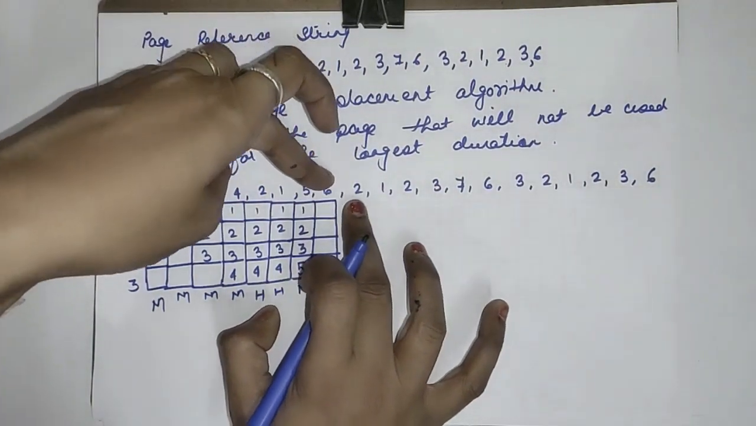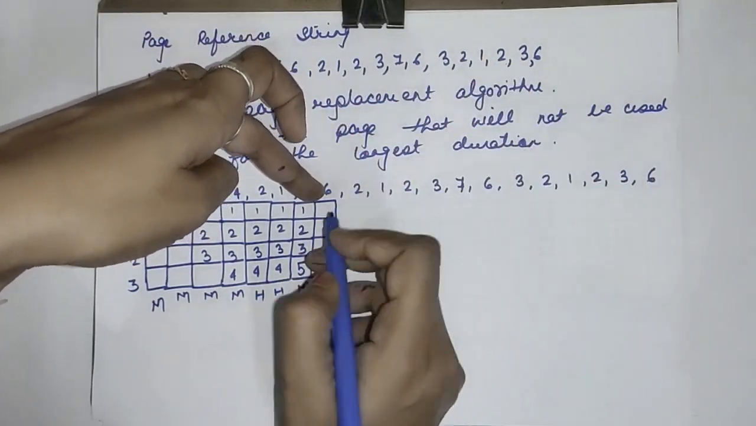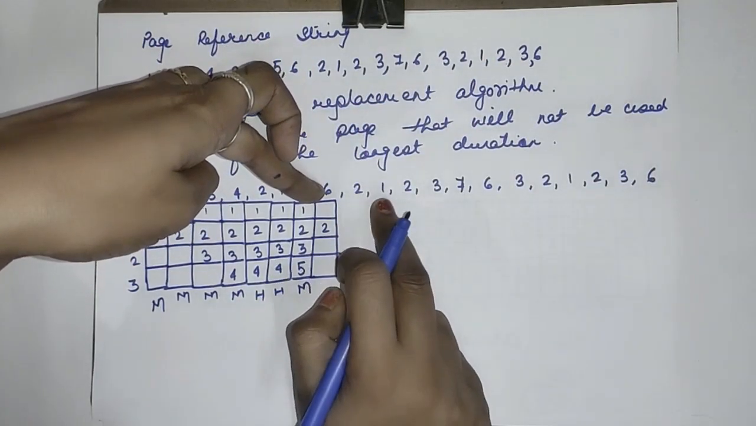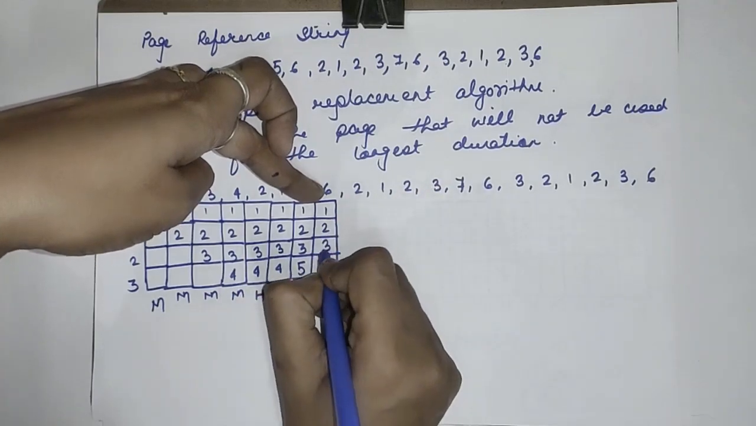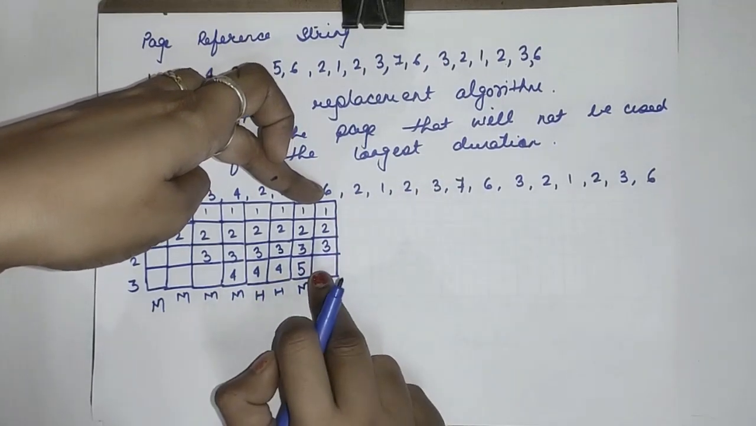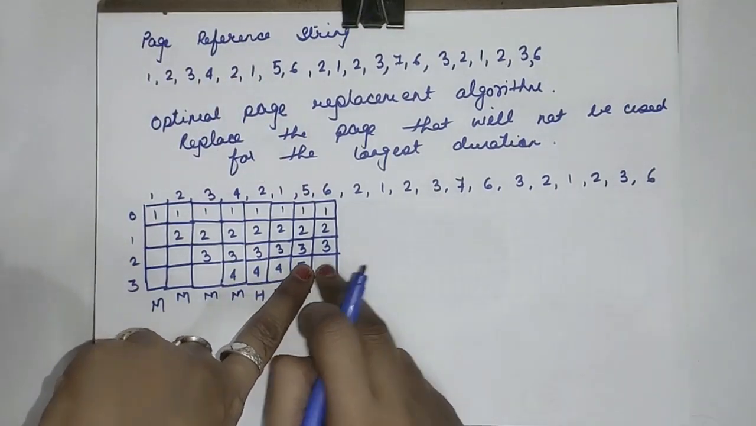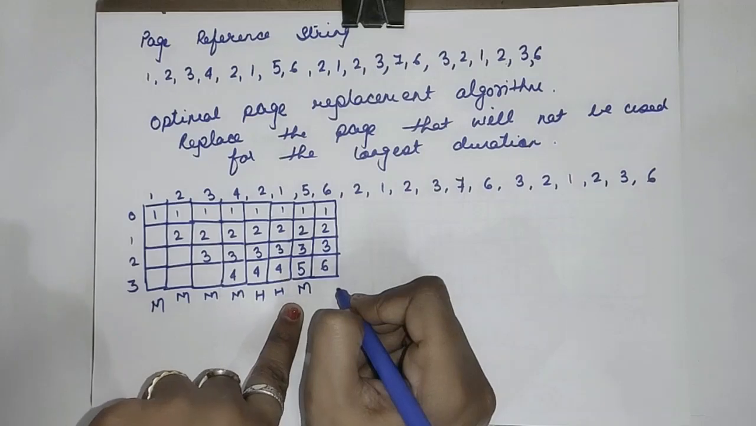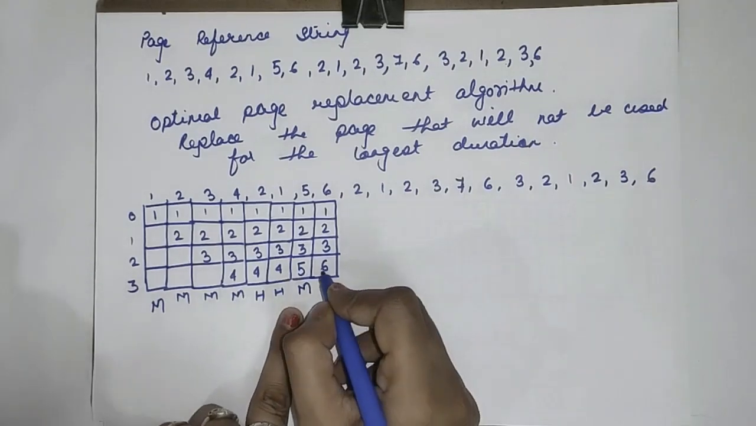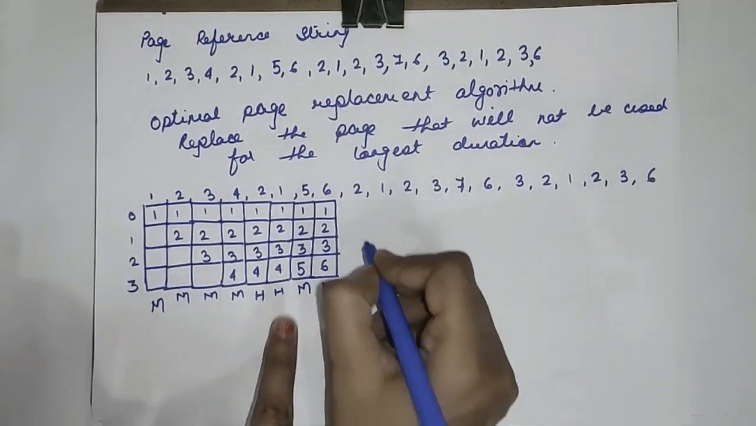2 is the very next page required, so 2 will not be removed. Then 1 will not be removed. Then 2 again will not be removed. 3 will not be removed. So which page will be removed? Now 5 will be removed. So we'll remove 5, and in place of 5, I am going to insert 6. So there is a miss again.